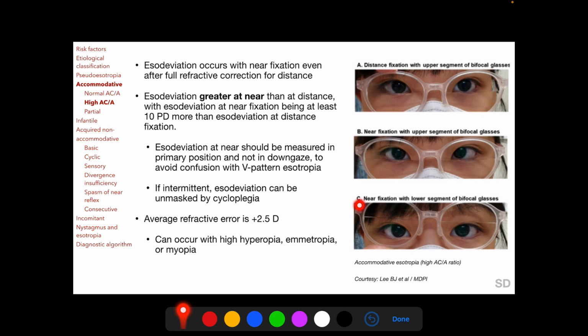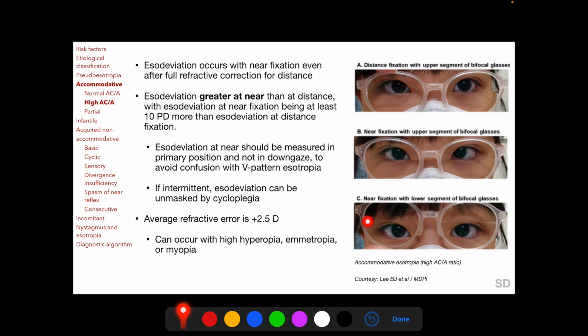These three photographs show a patient with high AC by A ratio accommodative esotropia wearing bifocal glasses, which, as we will be discussing, is the treatment modality for high AC by A ratio accommodative esotropia. This photograph shows that when the patient fixates on a distance target through the distance portion of the bifocal glasses, the eyes appear orthotropic. But when the patient fixates on a near target through the distance portion of the bifocal glasses, the eyes appear esotropic.